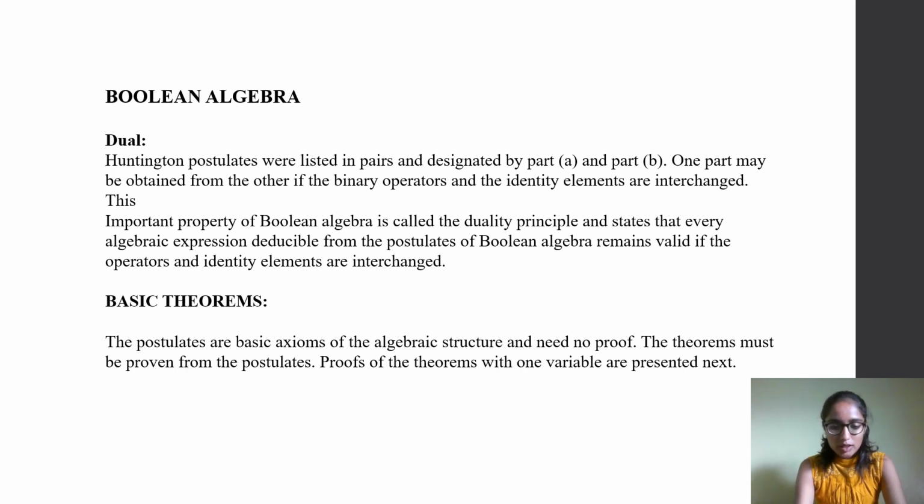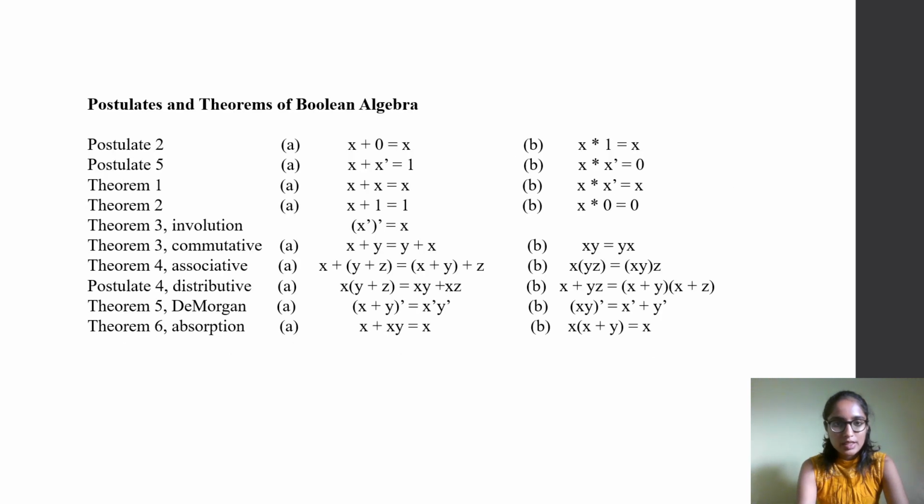Basic theorems: the postulates and theorems of Boolean algebra. Therefore, since the complement is unique, we have (x')' = x. The theorem involving two or three variables may be proven algebraically from the postulates and the theorems that have already been proven.